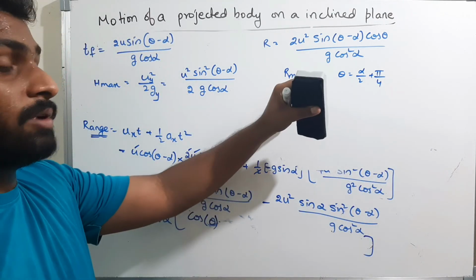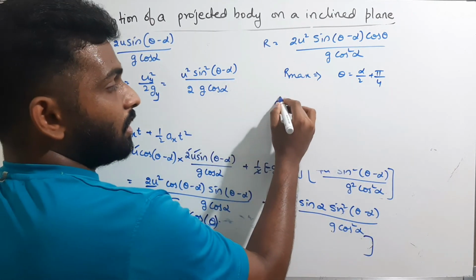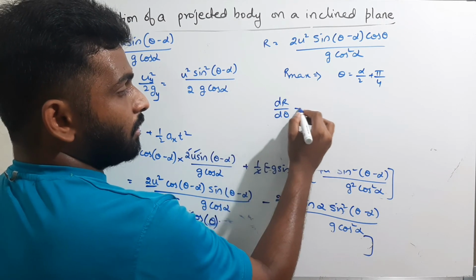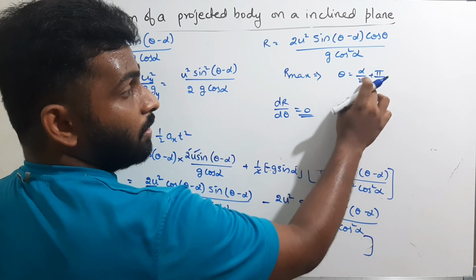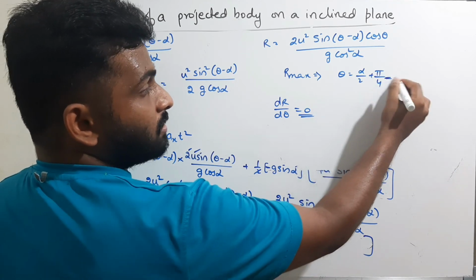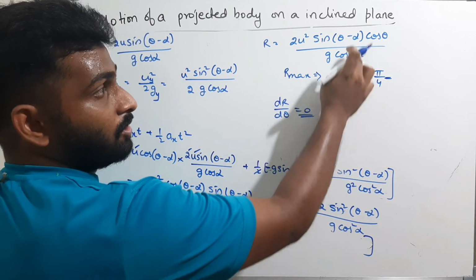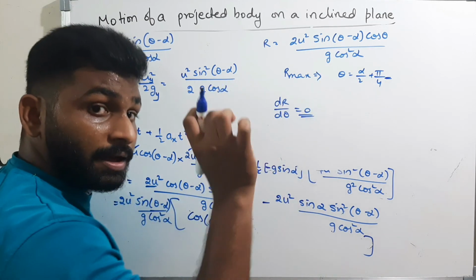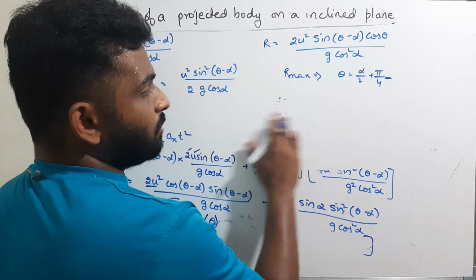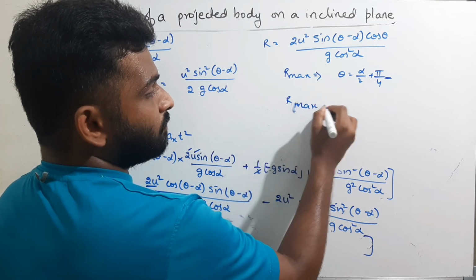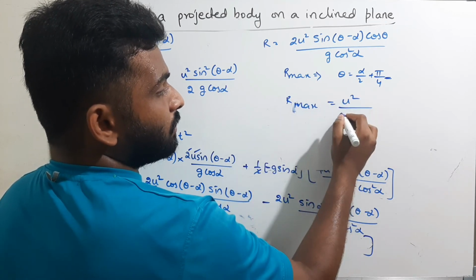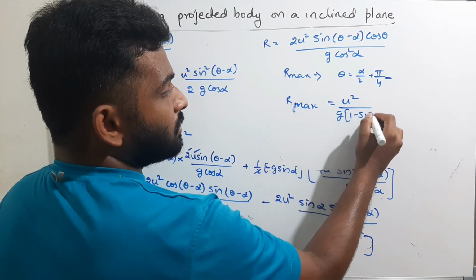How can I find the maximum range? If I differentiate dR with respect to dθ and keep it equal to 0, then I will get θ equal to α/2 + π/4. At this angle, the range is maximum. The maximum range I will get is u²/g into (1 minus sin α).